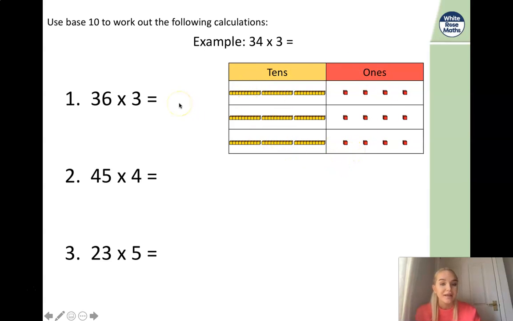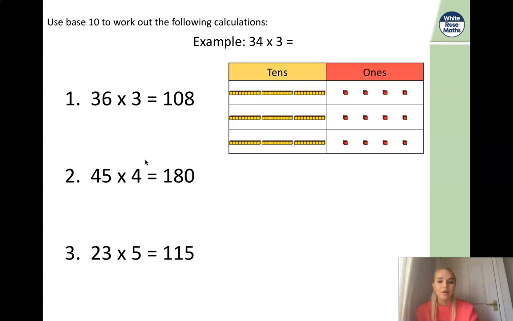Now, my example here is the same one as the one on the slide before. Can you use base 10 to help you work out the following, please? You might want to draw out a grid on your piece of paper, but make sure you use base 10 because we need to make sure we're using different ways, different written methods to work out the answer. Pause video and off you go, please.